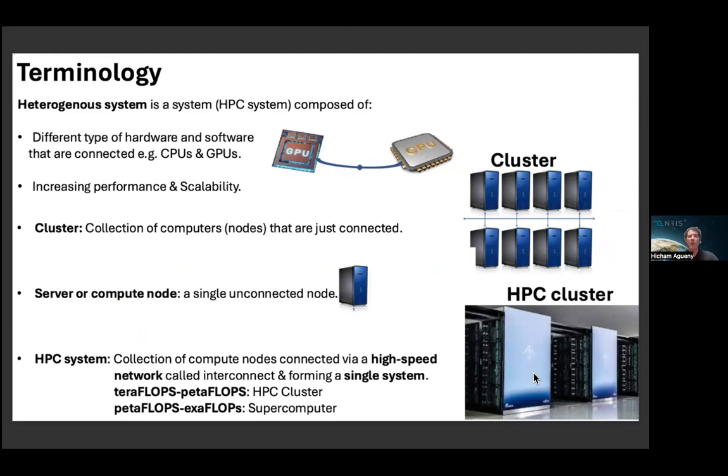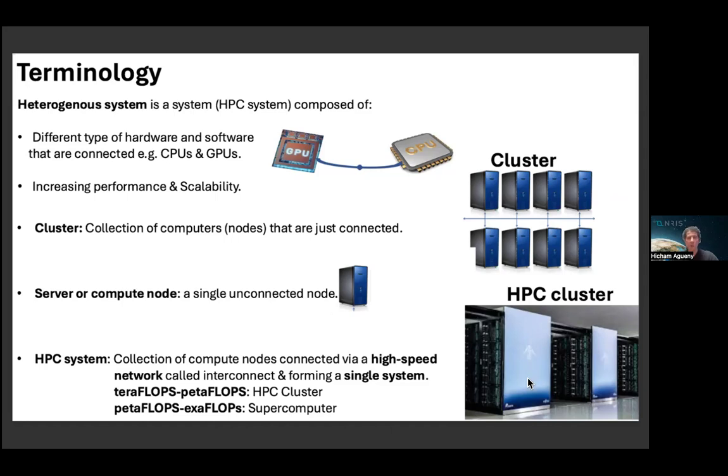So how do we define a heterogeneous system? A heterogeneous system is a system that can be composed of different hardware and software. So it can be CPUs integrated with some GPU accelerators. And the purpose behind integrating GPU accelerators is to increase the performance and the scalability.